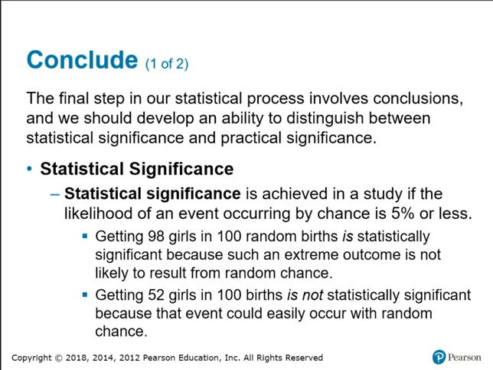All right, so we're going to talk real specifically here. Statistical significance is achieved when the likelihood of an event occurring by chance is less than 5%. So if you were to get 98 girls out of 100 random births, it's going to be statistically significant. With such an extreme outcome, it's not likely the result is from random chance. They probably surveyed a bunch of moms that were in a mom and daughter club or something. So the chances of that 98 out of 100, that's pretty unlikely.